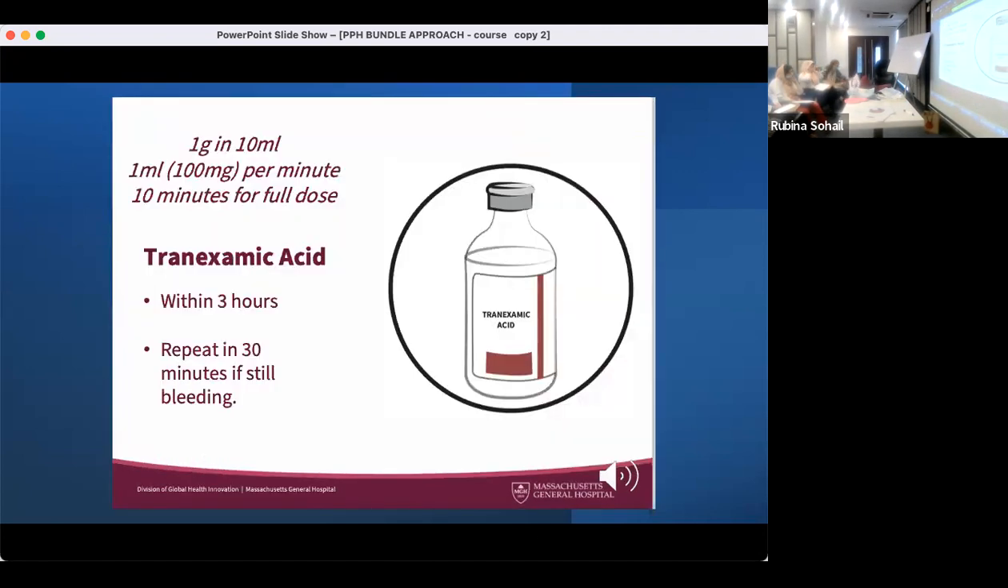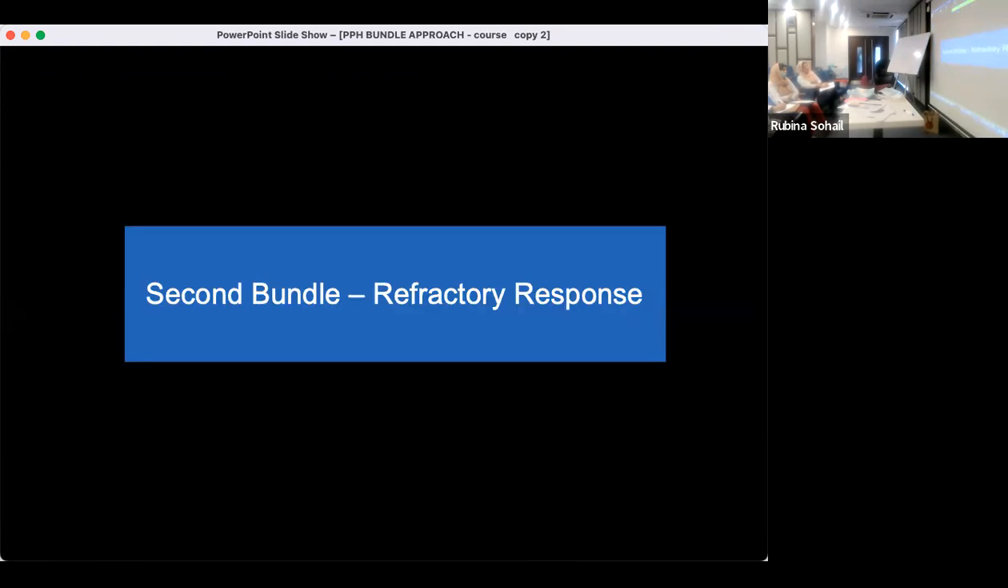This is tranexamic acid. About tranexamic acid, I just want to tell you two things. In the primary bundle approach, tranexamic acid has two doses 30 minutes apart and the dose is 1 gram. So you give 1 gram to the patient, repeat it in 30 minutes, but generally you do not repeat it again within 3 hours. So 2 grams within half an hour can be given for a patient with PPH.